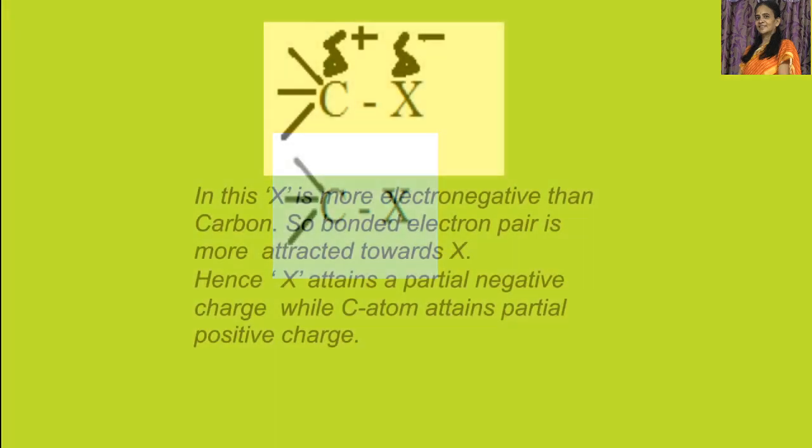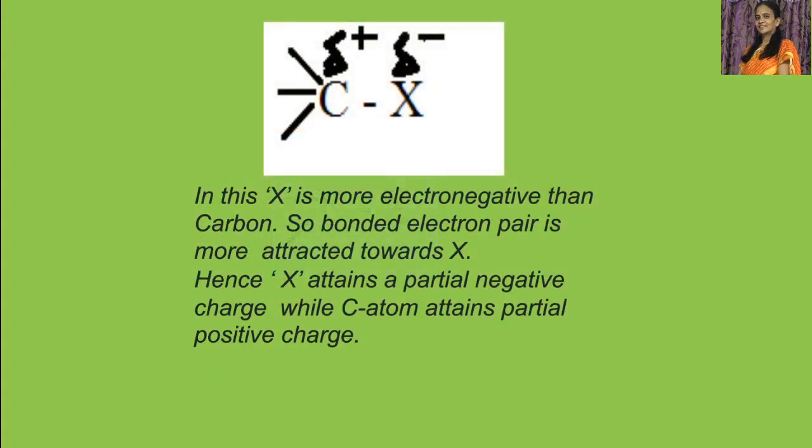Now, let us consider this type of bond. This is a C-X bond. One atom like X is there. In this, X is more electronegative than carbon. So the bonded electron pair is more attracted towards X. Hence, this X atom gains partial negative charge, delta negative, and the carbon atom gains partial positive charge. So, due to the higher electronegativity of the X atom, the bonded electron pair is more towards X. Therefore, this X atom gets partial negative charge, and this carbon suffers with partial positive charge.